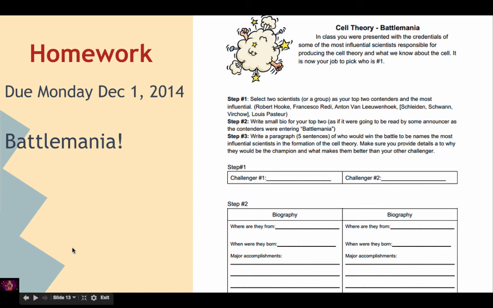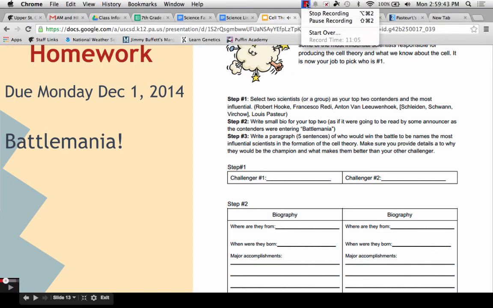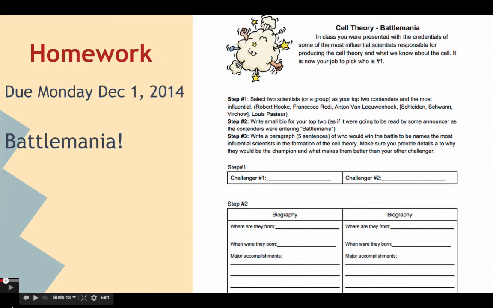Okay? It is your job to pick who is the scientist that is most influential in the cell theory. You're going to pin two of them against each other. Okay? That's step number one. Pick two scientists or groups of scientists as your top two contenders for being the most influential in the cell theory. Step two is going to be to write a small biography for your top two. Okay, so down here, where are they from, when they were born, their major accomplishments. If they're the heavyweight championship of the cell world, go ahead and write that.